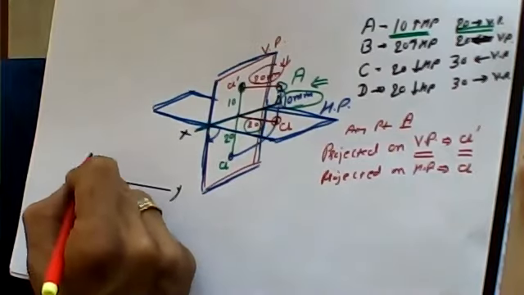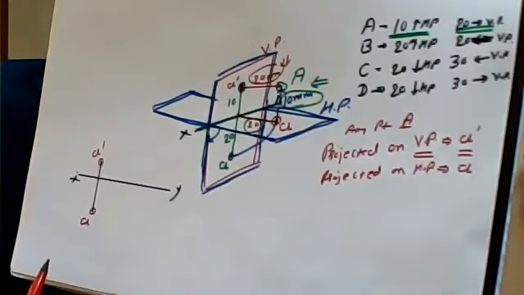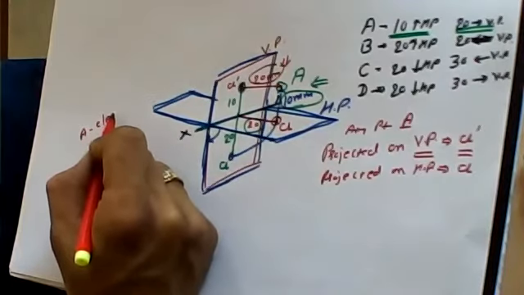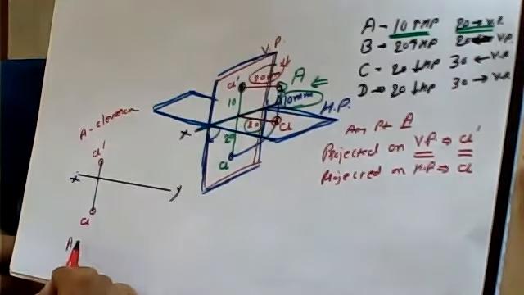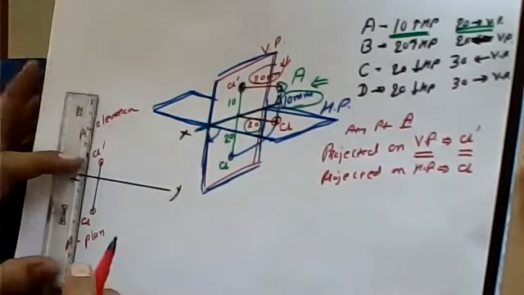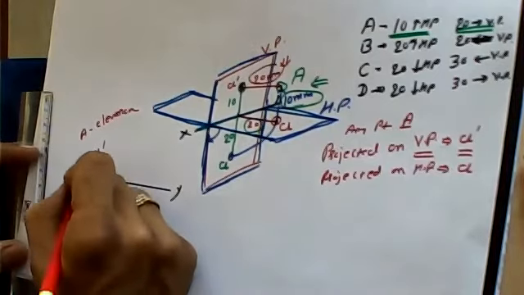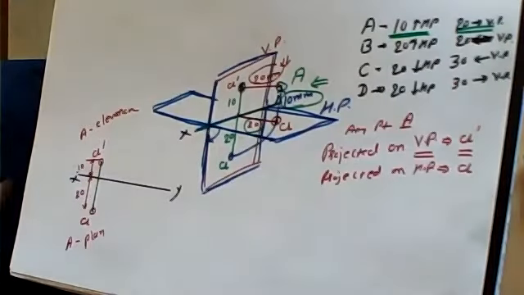The position available over here is going to be A dash and the position available over here is going to be A. What is A dash? A dash is nothing but point A observed in elevation. And what is A? A is nothing but point A presented in plan. So what distance does it exactly indicate? It indicates that the elevation of point A is 10 mm from reference and the plan of A is 20 mm from reference. This is the designation we need to follow.